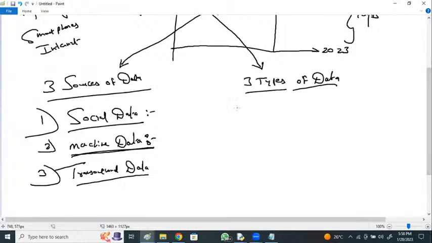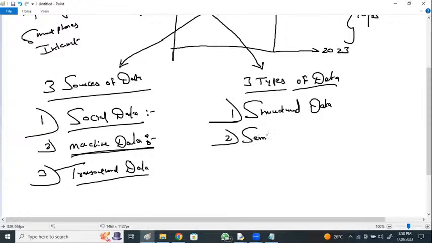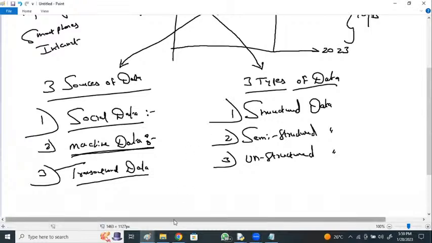Three types of data: structured, semi-structured, and unstructured, right? Structured data, semi-structured data, and unstructured data.